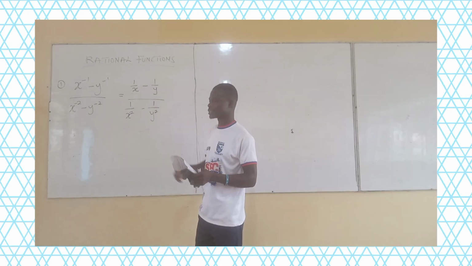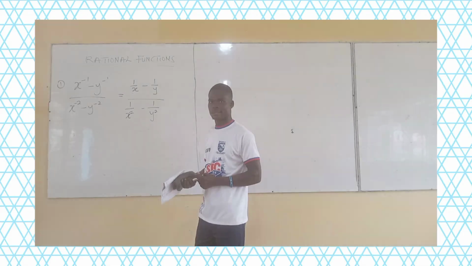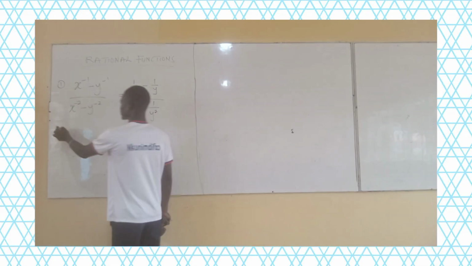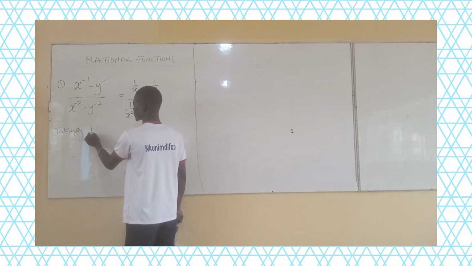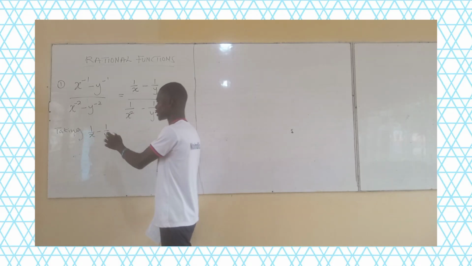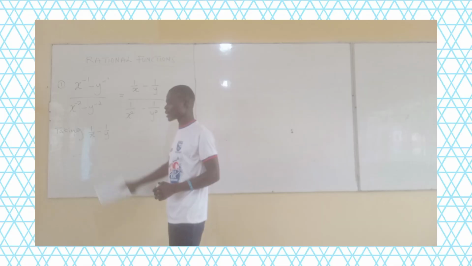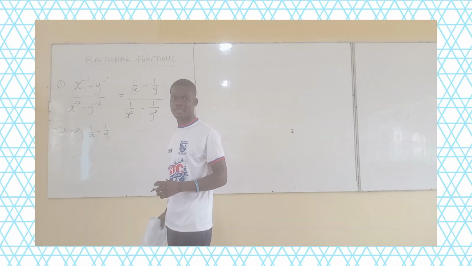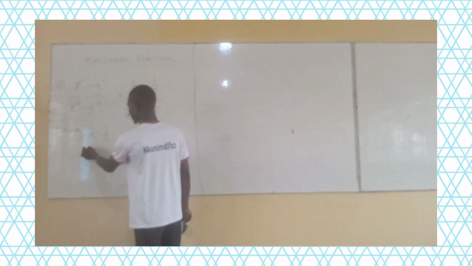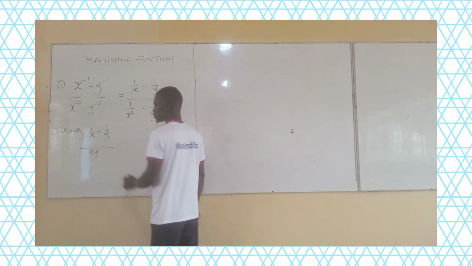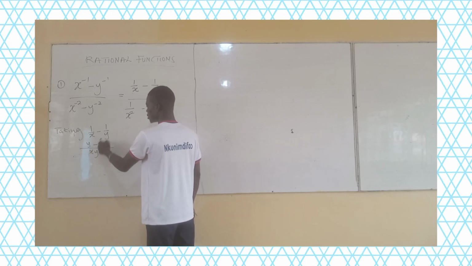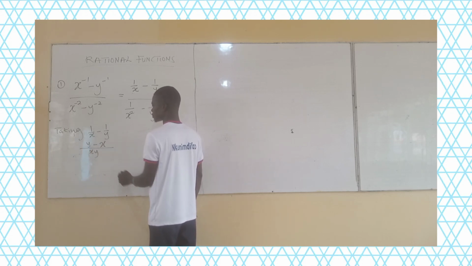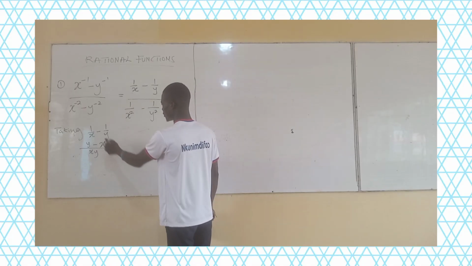So now let's consider the numerator, 1 over x minus 1 over y. When we take this one alone, its LCM is xy. x goes into xy, y times 1 gives y, minus x goes into xy, gives x. So this is the first part.